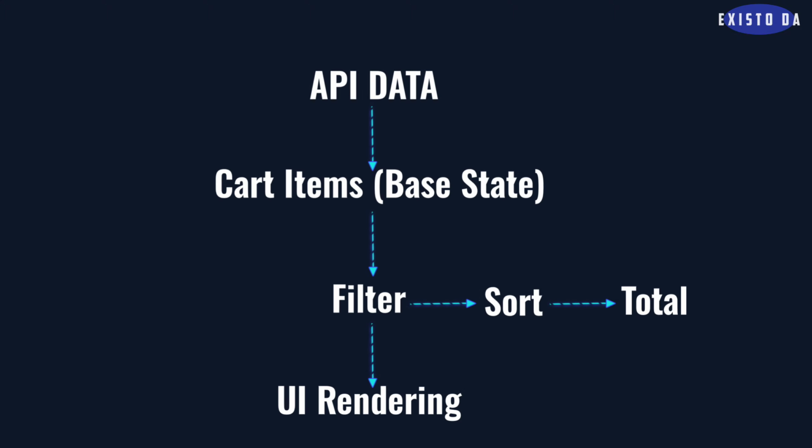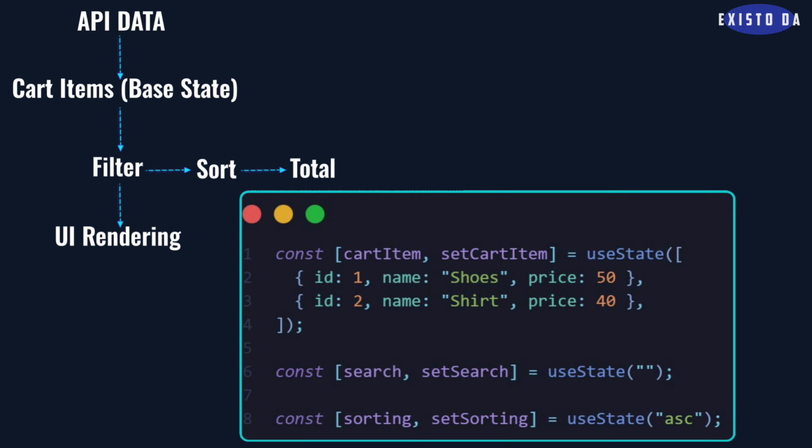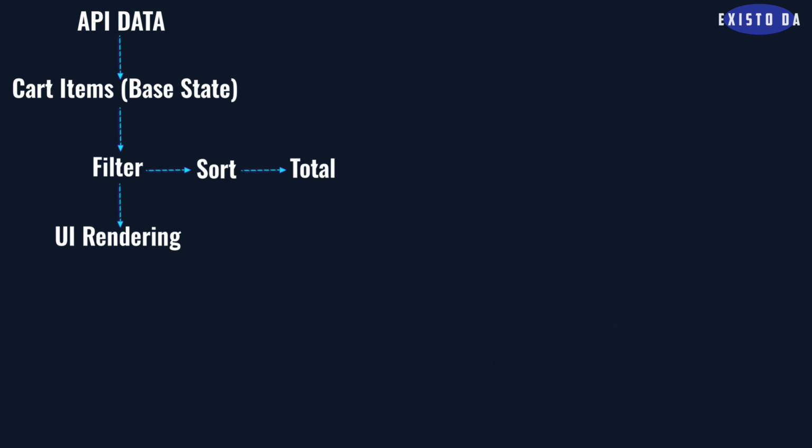This separation is what makes React predictable. Minimal state, pure derivation, clear UI rendering.